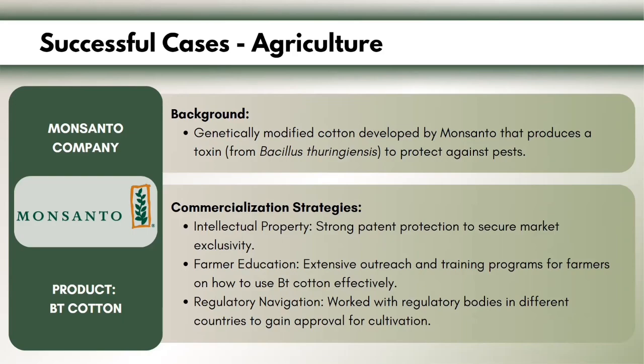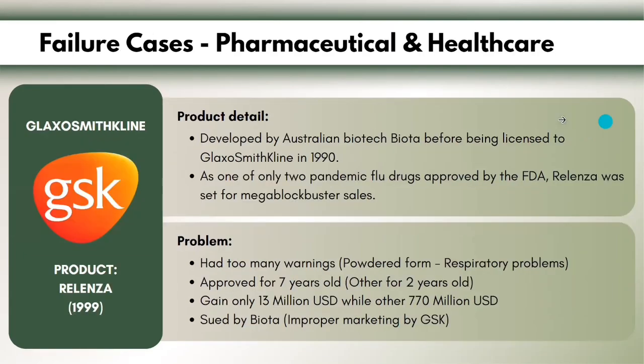The success of BT cotton can be attributed to the following strategies. First is intellectual property, in which strong patent protection ensured market exclusivity, allowing Monsanto to capitalize on its innovation. Next is farmer education. Monsanto implemented extensive outreach and training programs to educate farmers on the effective use of BT cotton. Lastly is regulatory navigation, which involved working closely with regulatory bodies in different countries to facilitate approval for cultivation, expanding its market reach. So thank you, Mr.